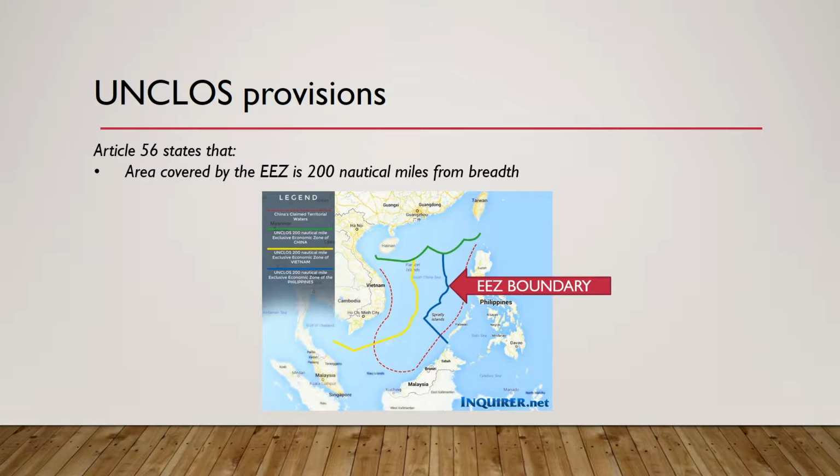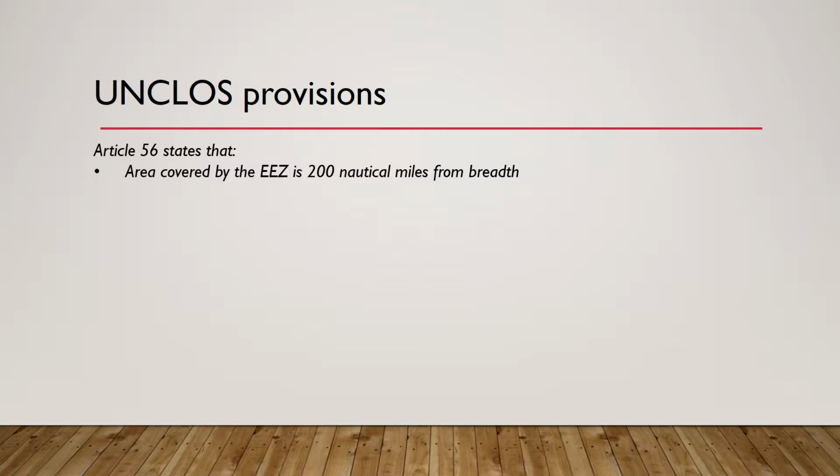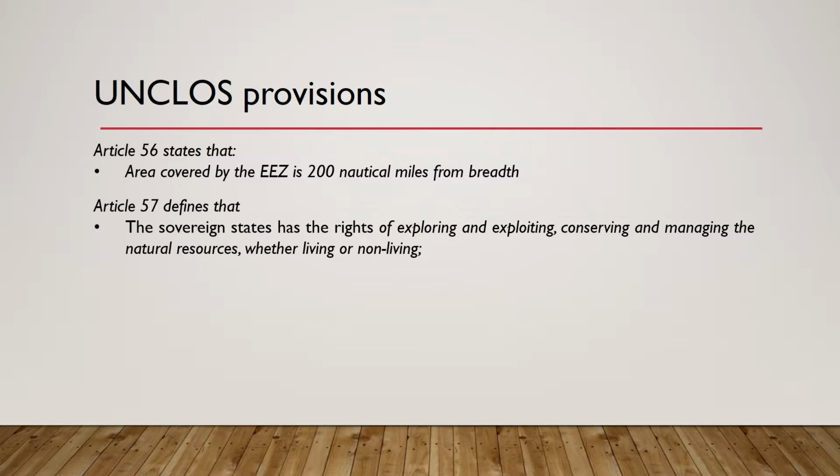In this picture, you can see the nine-dash line as the red dotted line. Secondly, as stated in Article 57, the coastal state has sovereign rights of exploring and exploiting, conserving and managing the natural resources, whether living or non-living, of the waters superjacent to the seabed and of the seabed and its subsoil, and with regard to other activities for the economic exploitation and exploration of the zone, such as the production of energy from the water, currents, and winds.